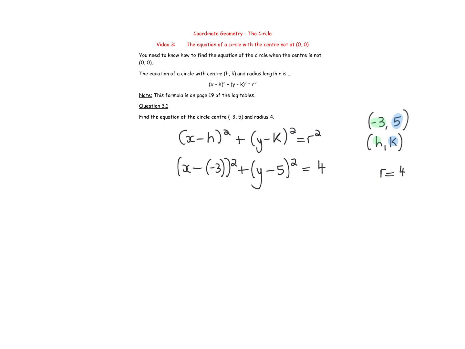4, so 4 squared. Now, we don't have to multiply out the brackets, but we can just simplify it a little bit. And how we do that is, well, we have a minus and a minus, which will give us a plus. So (x plus 3) squared plus (y minus 5) squared is equal to 4 squared, which is 16. And that's this question done. We found the equation of the circle with centre minus 3, 5 and radius 4.